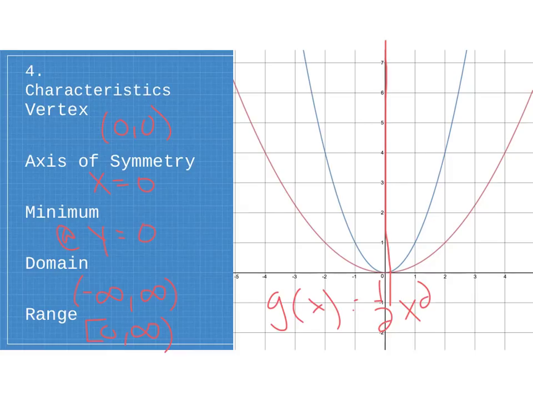Even though I changed our a value from 1 to 3 to 1/2, all that changed was the width, the stretch or compression of our graph. All the other characteristics haven't changed so far.